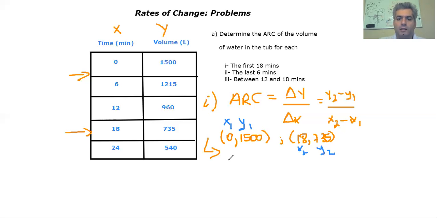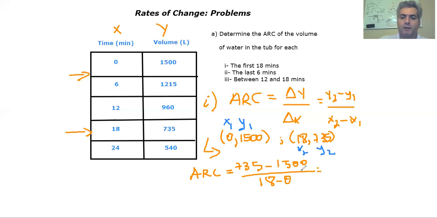Okay, and then moving forward, average rate of change equals, so my y2 in this case is 735. My y1 is 1500, over 18 minus 0. Okay, so we quickly calculate 735 minus 1500.